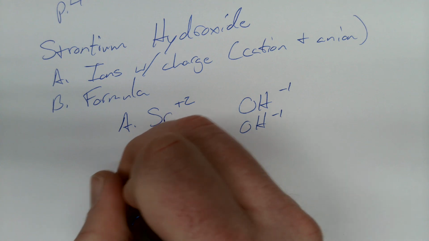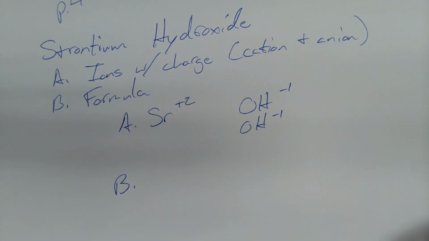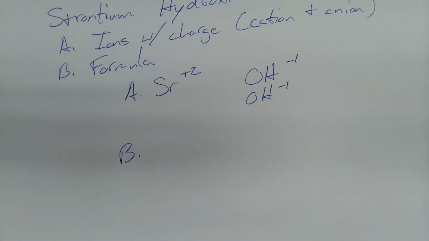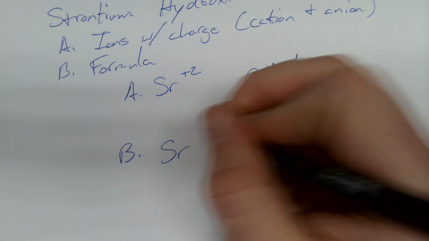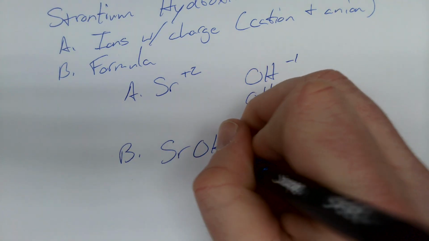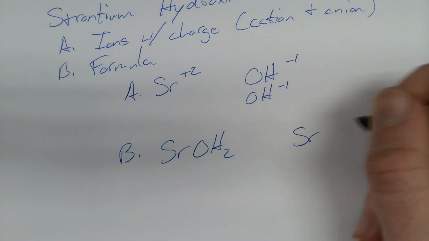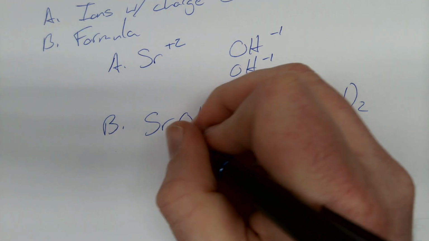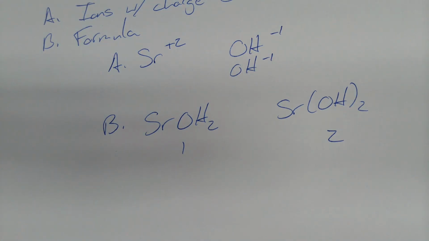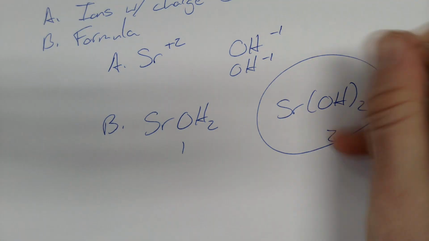So that means my formula is going to be written one way. I'm going to ask you, which way do you think it's going to be written? As either SrOH2 or Sr parentheses OH2. Do you think number 1 is right or number 2 is right? 2 is the correct answer here.